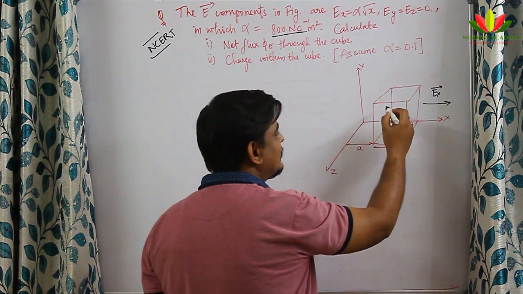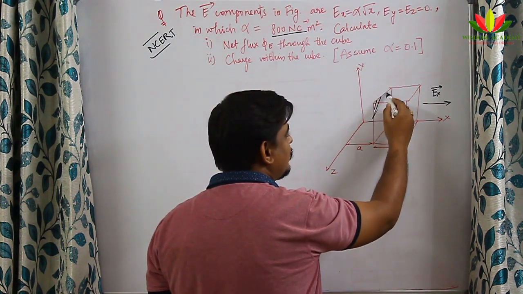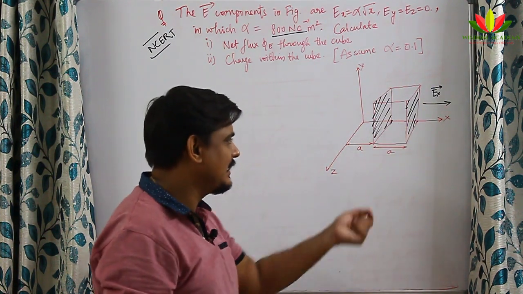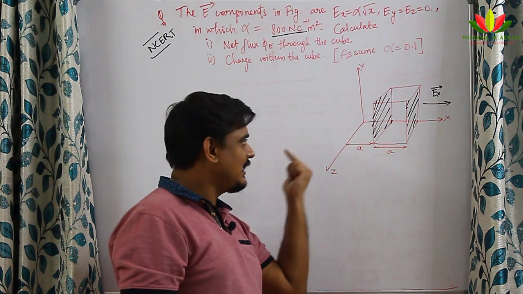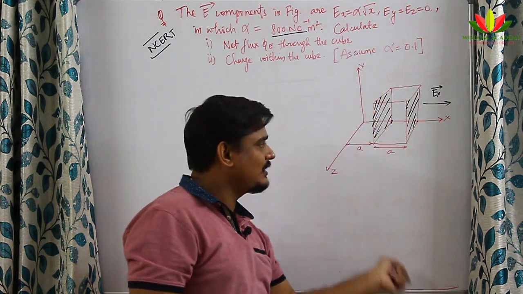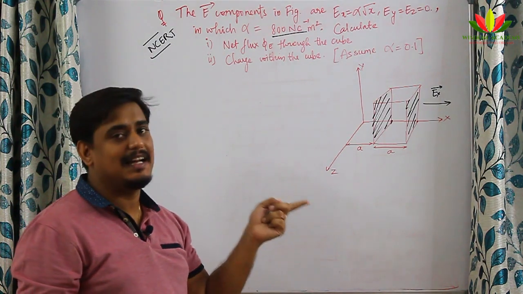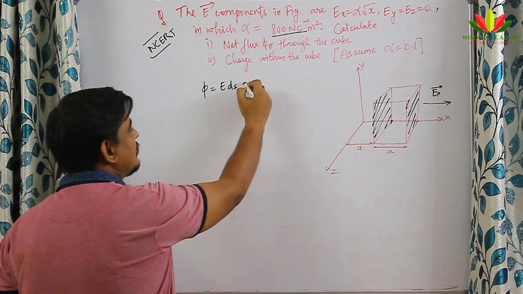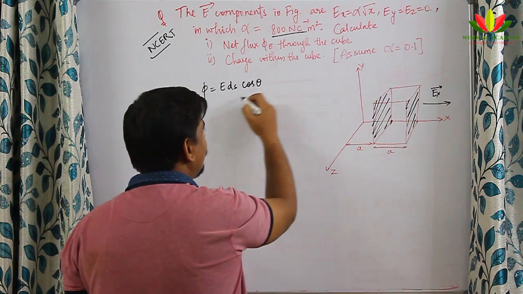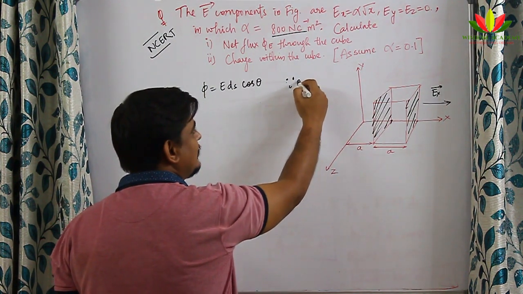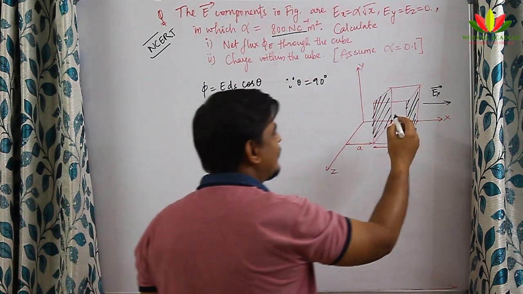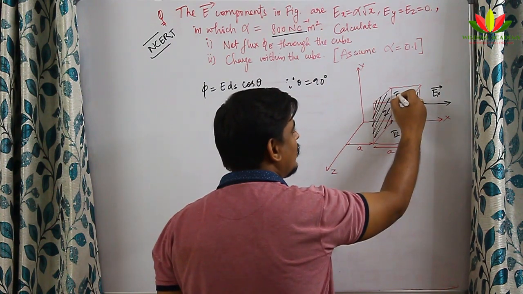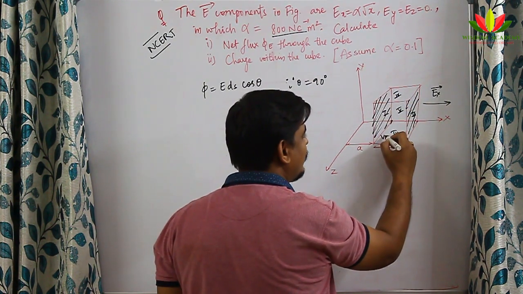So, now of these 6 sides, if I take this as the first side and this side as the second side, why am I taking these two sides? See, for all the remaining sides, whether this side or that side, everything will have theta as 90 degrees, isn't it? Because we know that phi is equal to E ds cos theta. So, in all the other faces, since theta will be equal to 90 degrees, let me name the faces: let this be 1, let this be 2, let this be 3, let this be 4, let this be 5 and let this side be 6.